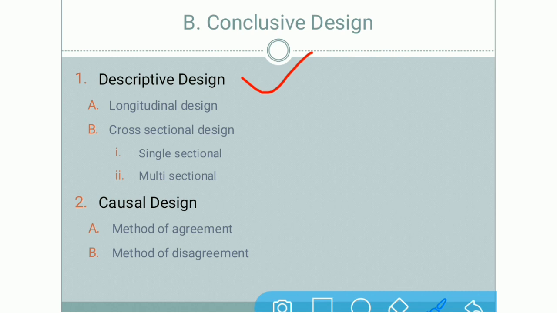The name itself tells us, descriptive design. That means when you want to get the detail of a particular topic, details can be collected through when, what, how, where, etc. By asking this kind of question, you can get the details of a particular topic. That means descriptive design is to get the details by asking different types of questions. Under that, there are two types. Number one, longitudinal design. Number two, cross-sectional design.